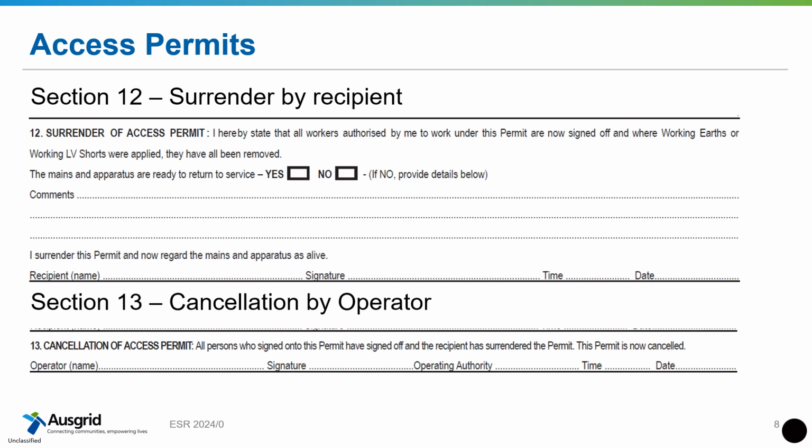The new access permit is surrendered by the recipient and cancelled by the operator rather than being cancelled by the recipient and finally cancelled or recovered by the operator. So the permit is now issued and cancelled by the operator and accepted and surrendered by the recipient. This aligns with the wording in the Energy Network Association Guide for Safe Access to Electrical and Mechanical Apparatus. As part of the surrender of the access permit, the recipient is now required to declare whether the mains and apparatus are ready to return to service in the yes or no tick boxes in this section.